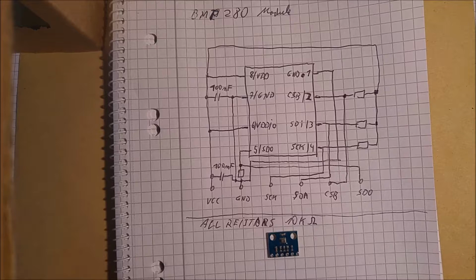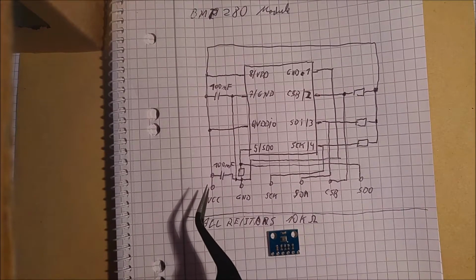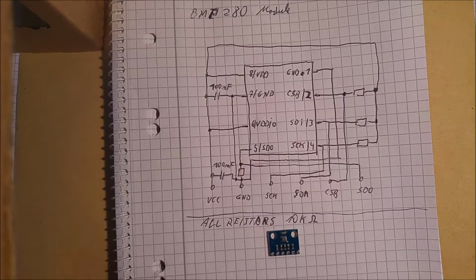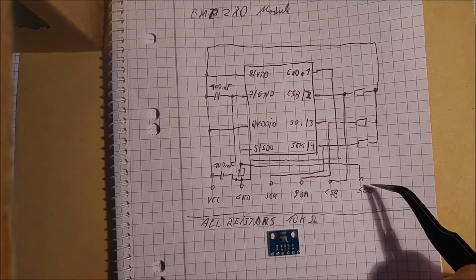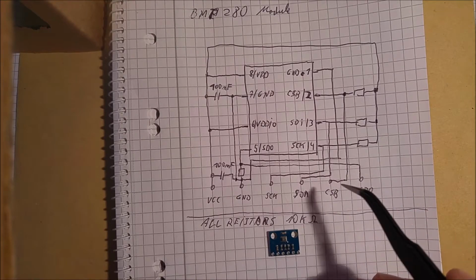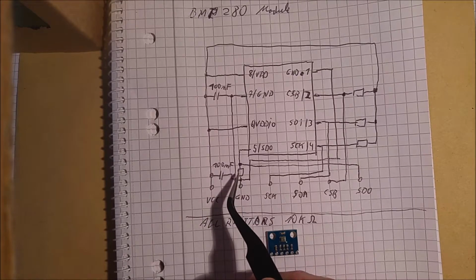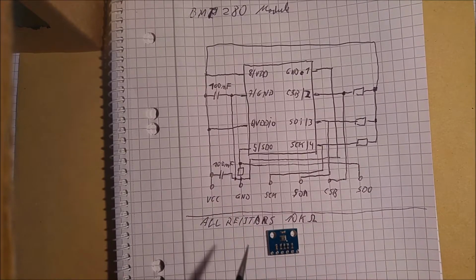So between VCC and GND, there are two capacitors, 100 nanofarads. These are simple blocking capacitors. One interesting thing is the SDO pin, which selects the address of the I2C. You can select between two addresses. The default address is set when this pin is pulled low. So what we want to know is, do we need to connect something to this pin? The answer is no, because this pin is connected over a 10K resistor, all resistors are 10K, to GND on this module.